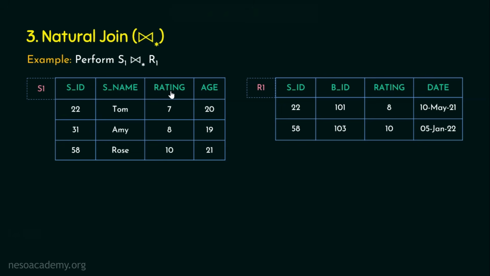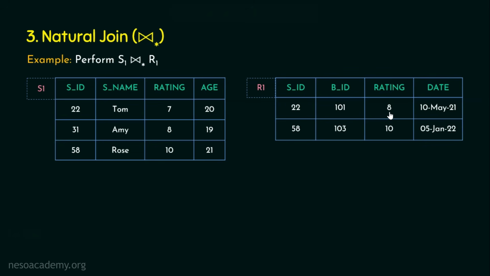Now the natural join is performed based on both these attributes. I mean, this student ID should be equal to this student ID. At the same time, the rating should also be equal. I mean, the rating value of the R1 relation should be equal to the rating attribute in the S1 relation. When both the conditions are matching, then they will appear in the output. Let's analyze. 22 is here, 22 is here, 7 is here, but this is 8. So the natural join condition is violated.